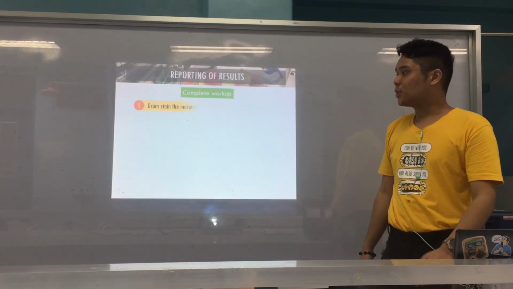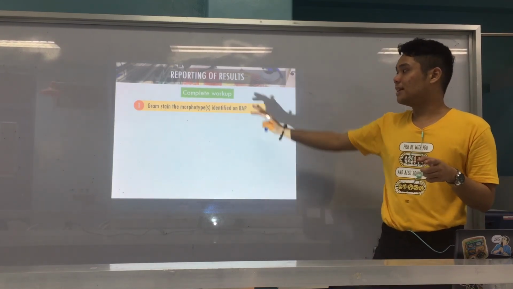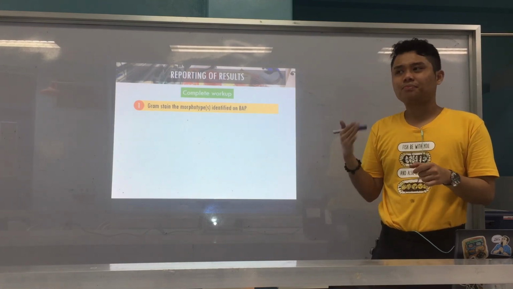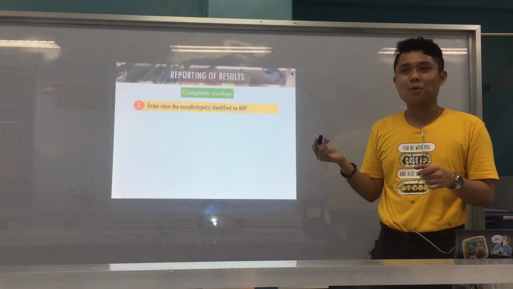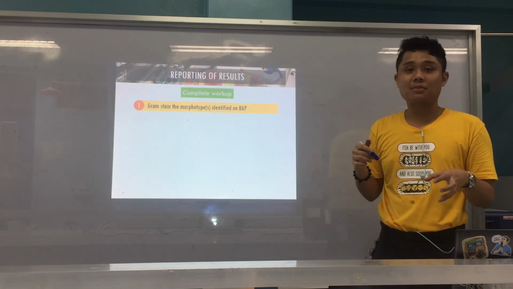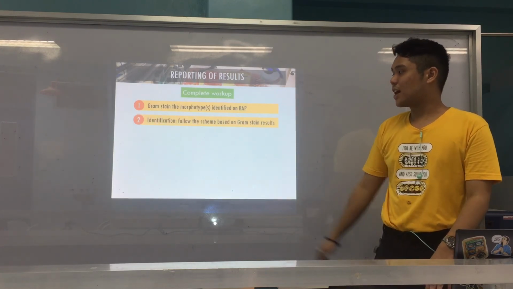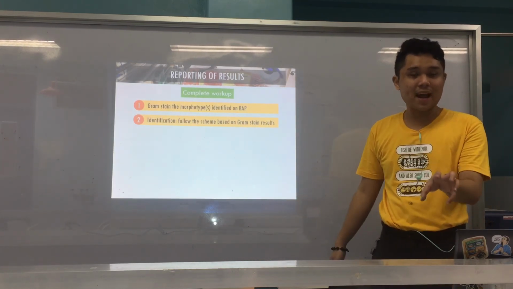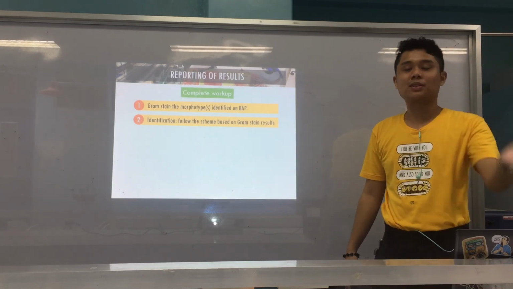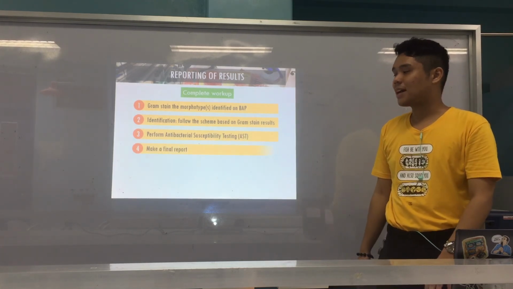Now, what does a complete workup contain? Of course, one is gram stain of a morphotype identified on BAP. So the gram stain is taken from the BAP, guys, not from MAC, because MAC has inhibitors that could affect your gram staining results. Alright? So take it from the BAP. Next, you have identification. Again, follow the scheme. So if you see gram-negative bacilli or gram-positive cocci, refer to our biochemical tests. And then, of course, you perform AST. Alright? And make a final report.